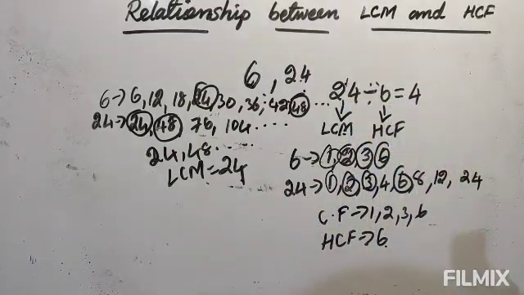Okay, so remember this: if two numbers are given, and the smaller number can divide the bigger number without any remainder, in that case the bigger number is the LCM and the smaller number is the HCF. Okay, exercise 6.4 you can do as homework. Okay, thank you.